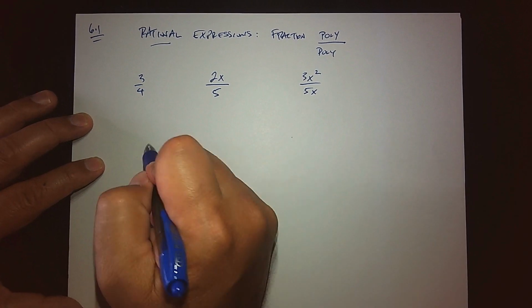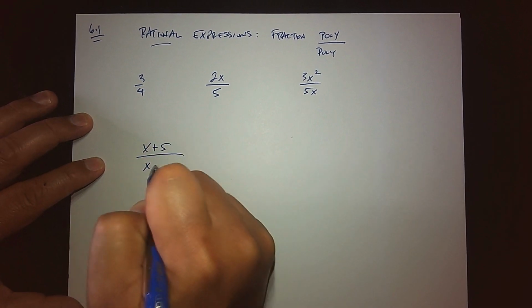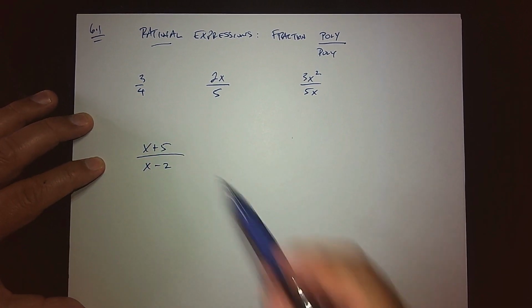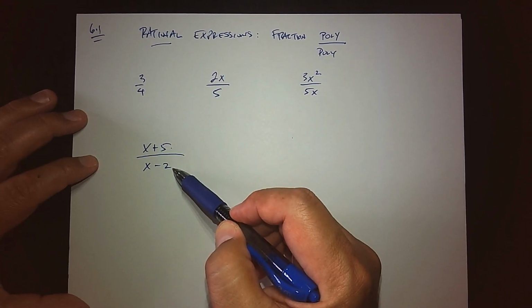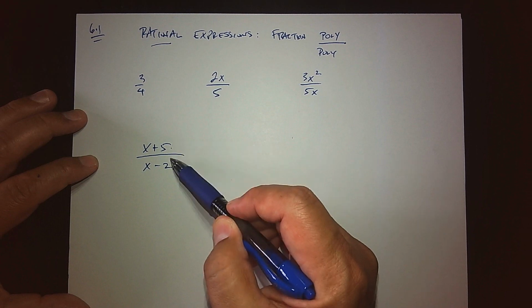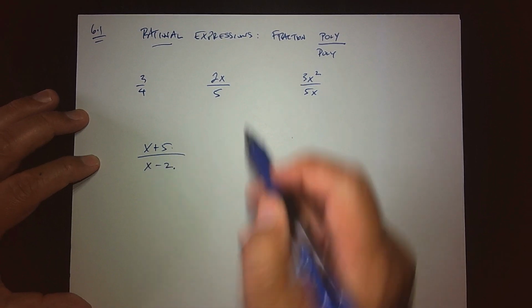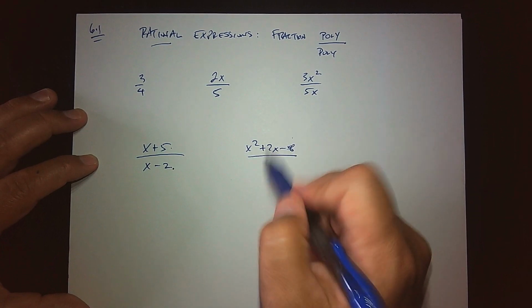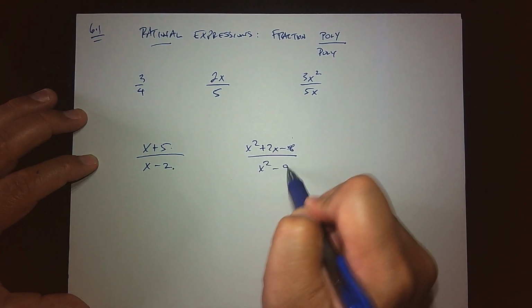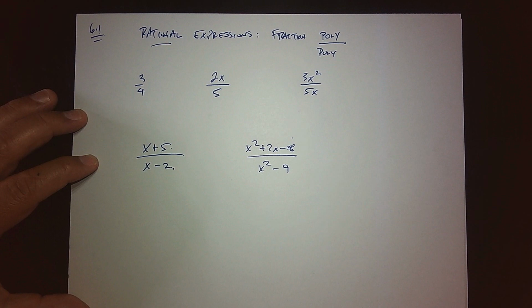And then getting more interesting, maybe we have x plus 5 over x minus 2. So I have a degree 1 polynomial divided by another degree 1, in this case binomial. So we've built a rational expression. All right, so when I have a polynomial and I'm dividing it by another polynomial, we have a rational expression. And so that's basically all they are.